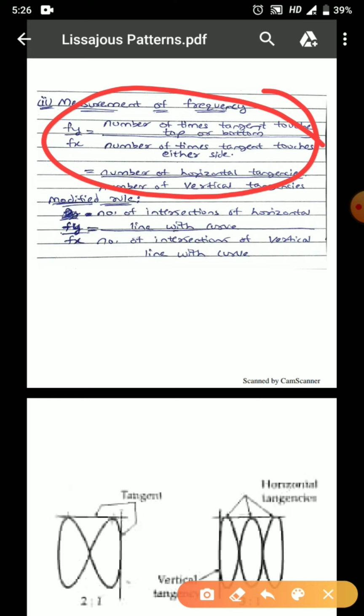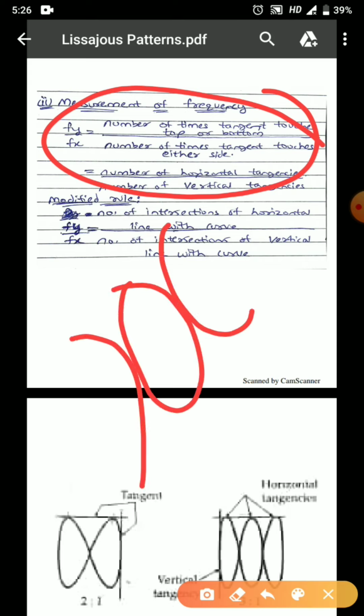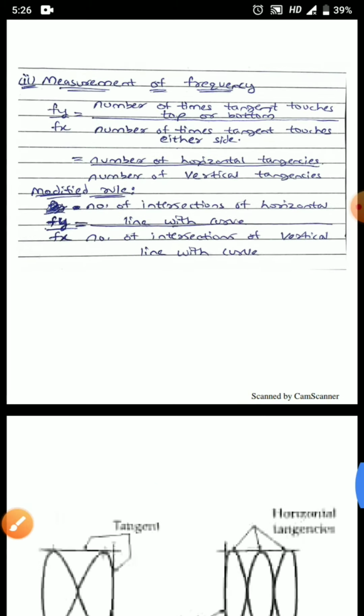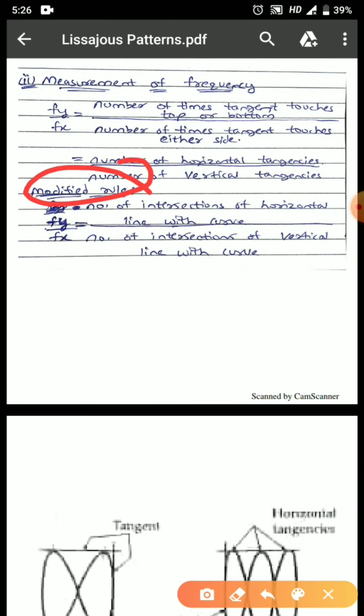I can easily determine. Now for example, if a pattern is formed in this manner, only 2 full loops are there, a half loop is also there, or a pattern is formed which are having free ends. Now here we can see that 2 free ends are there. Now when this type of condition is coming, here we have to go for the modified rule. The modified rule states that number of intersections of the horizontal line with the curve, number of intersections of the vertical line with the curve.